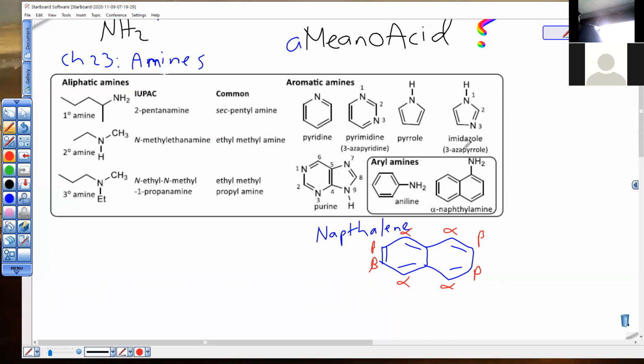Imidazole is 3-azapyrrole. If this is pyrrole and you're putting a nitrogen in the place of a carbon, we say that by saying aza. And 3-azapyrrole would be a name that most chemists would understand, but they'd say, oh, you mean imidazole. So we need to know these things.